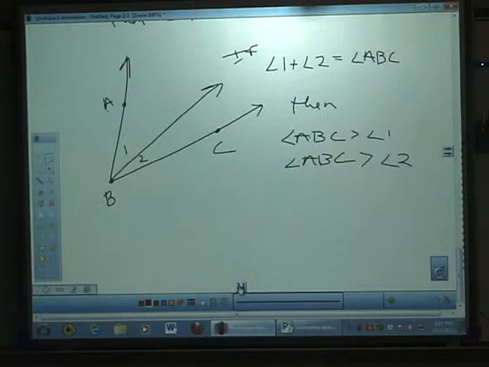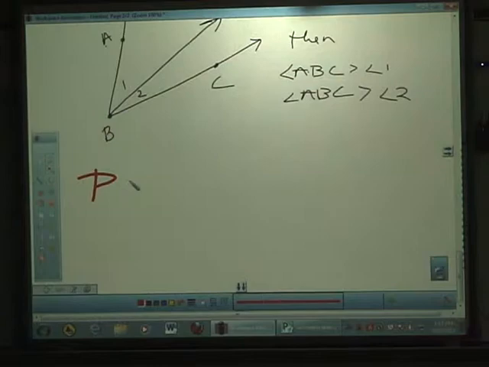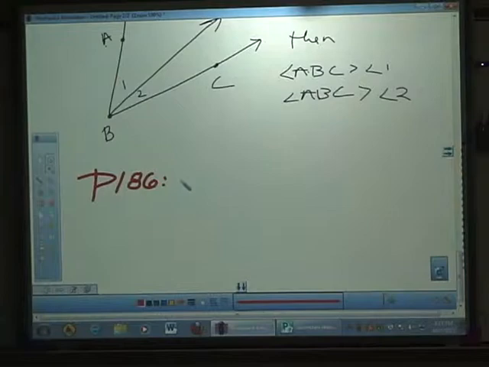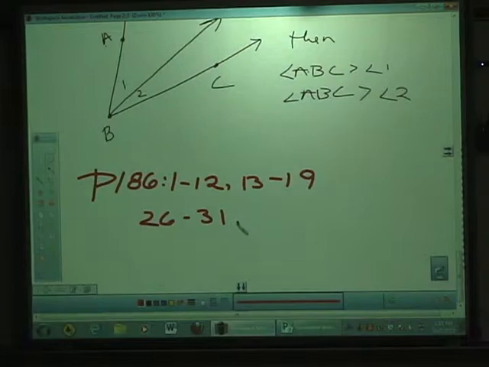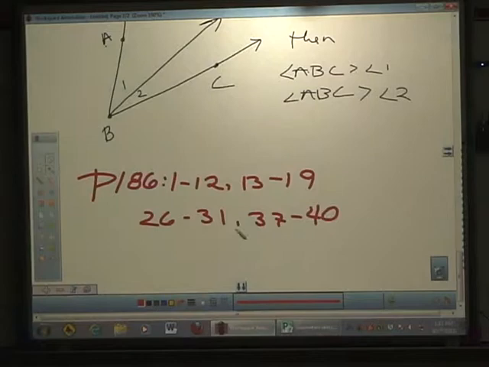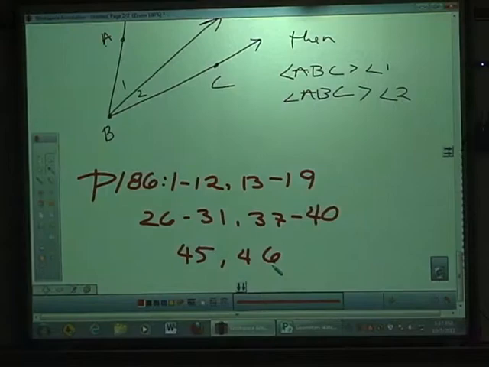For the assignment for tonight, you're going to have page 186, 1 through 12, 13 to 19, 26 to 31, 37 to 40, 45, and 46. Do not skip the proofs. That's the most important part. Those are the ones that are really getting you. So remember, go from 1 to 12, then go to 13, go from 13 to 19, then go to 26 to 31, 37 to 40, 45 to 46.